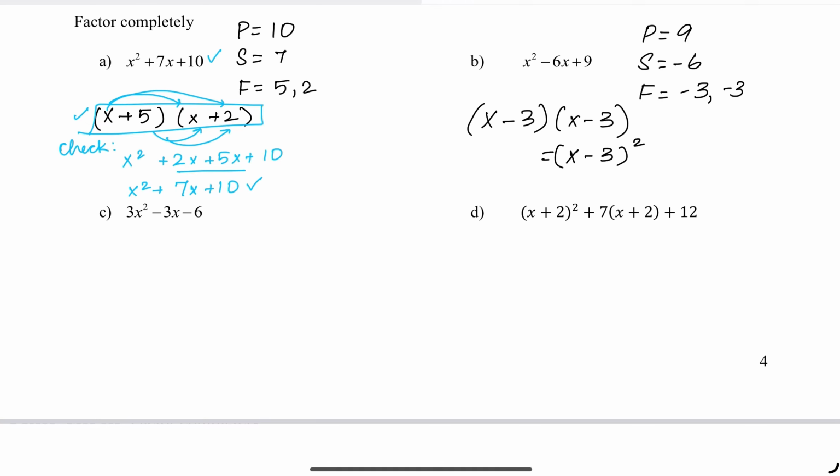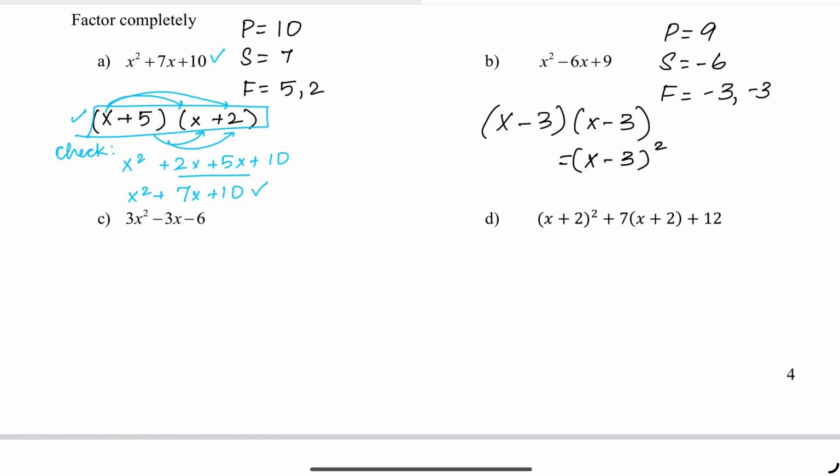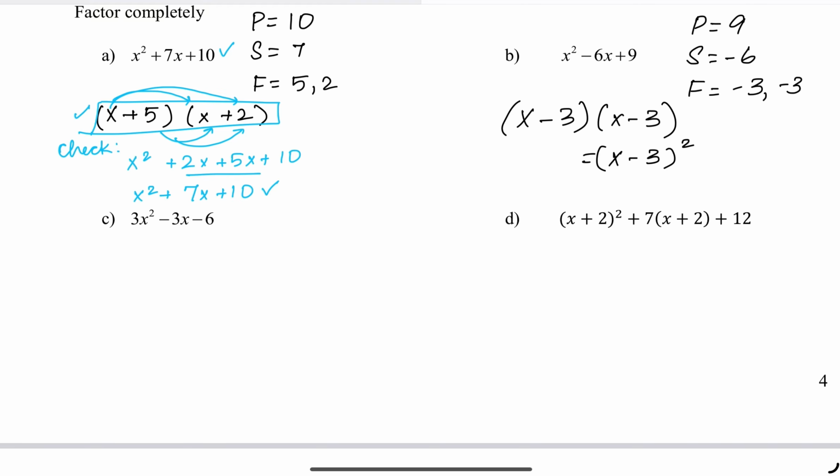The next one. Now in this case, my leading coefficient isn't 1, right? Can I change it to 1? Can I factorize it to have the leading coefficient as 1? Well, yes, I can, because I see that the greatest common factor of 3, 3, and 6 is 3. So you factor out 3, you get x squared minus x minus 2, and now your leading coefficient is 1.